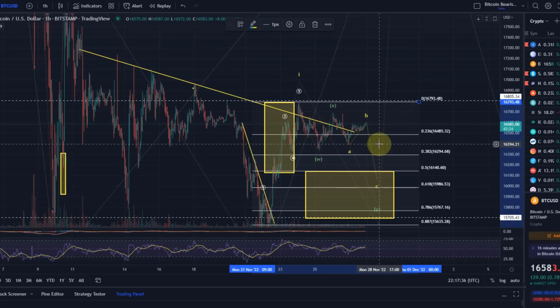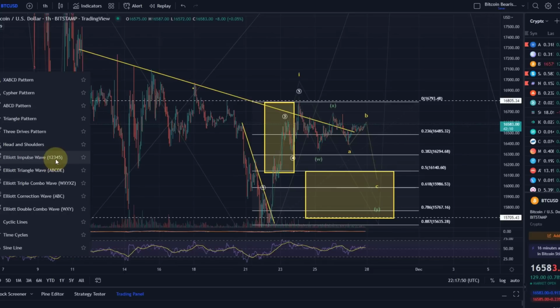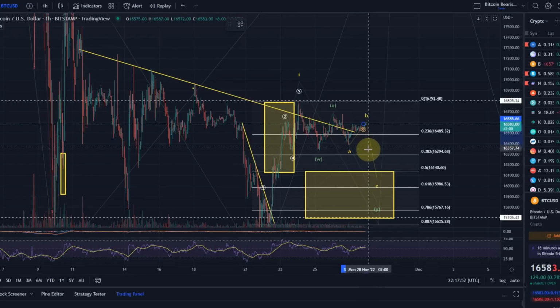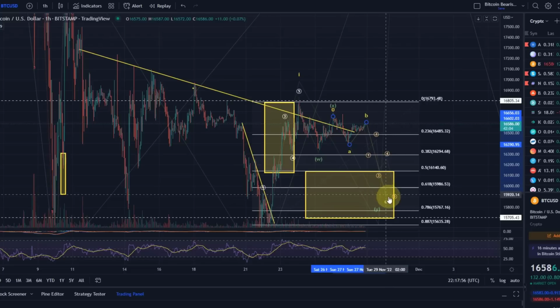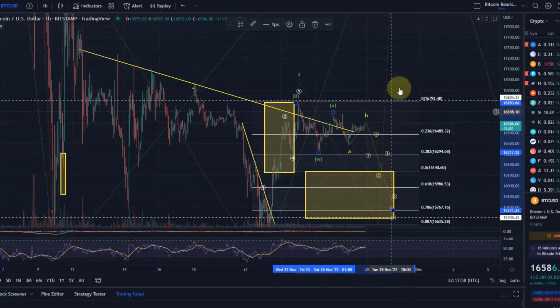Confirmation that this is starting would be obtained as soon as we get below the low of the wave A. That is at 16,400 pretty much. If we break below that level, then you have, well, not confirmation, but a good indication that the C wave is starting. And then we have a 5-wave move down in this C wave, and that could play out shortly. 1, 2, 3, 4, 5. So, that's how I see Bitcoin at the moment.